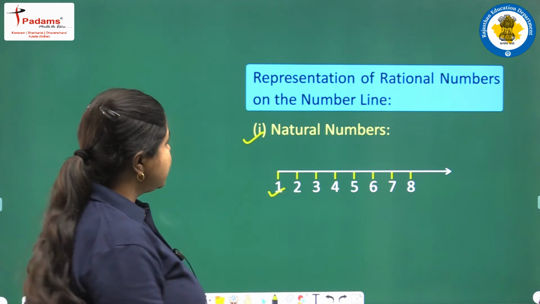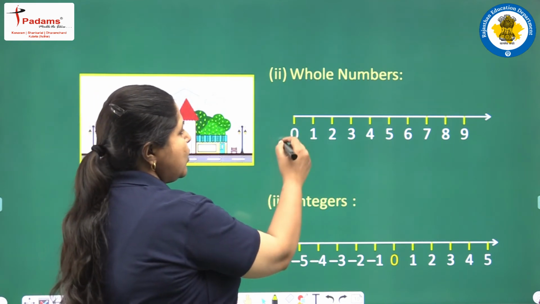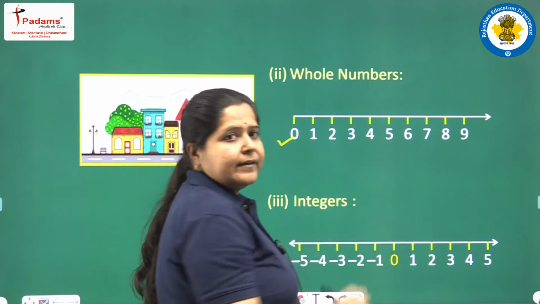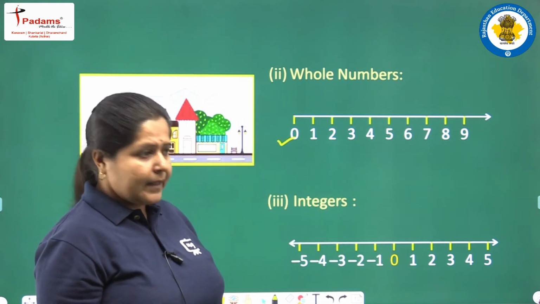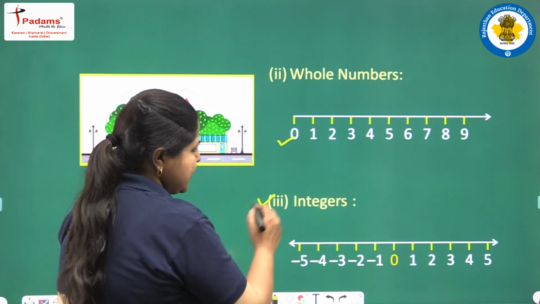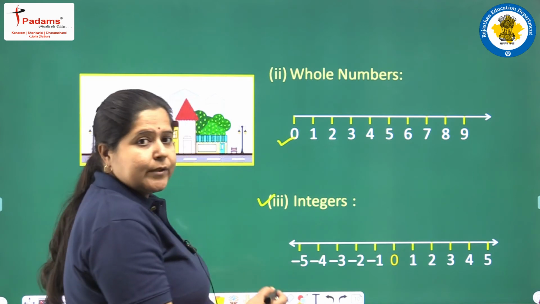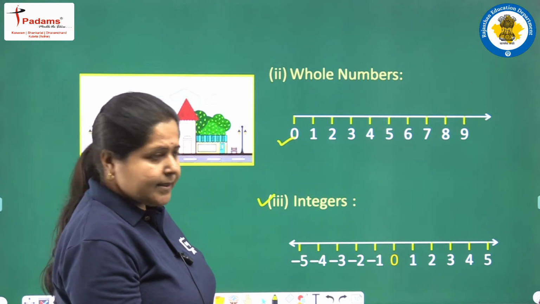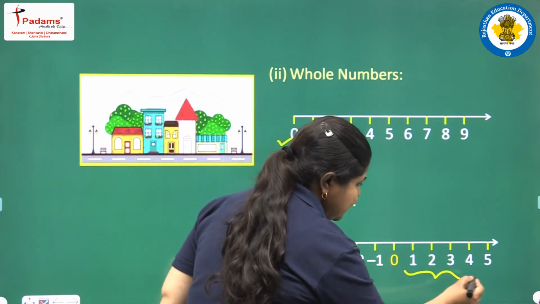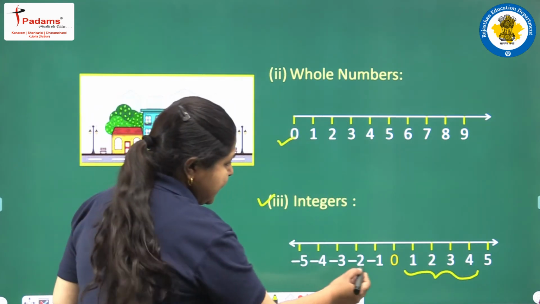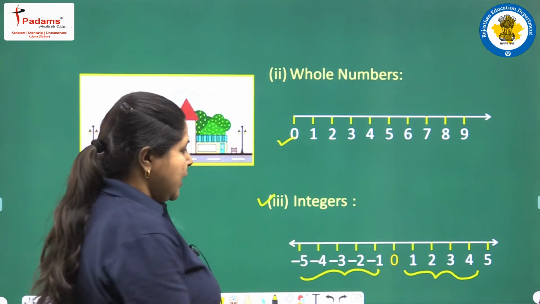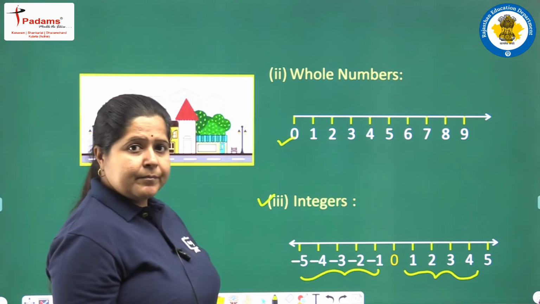Next we move on to the whole numbers. Whole numbers start from 0 and again it moves on in the right direction indefinitely. Then we move on to integers. Integers include the negative numbers as well as 0 and then positive numbers. The positive numbers are to the right side of 0 and negative numbers are to the left side of 0, and 0 acts as an origin in between.